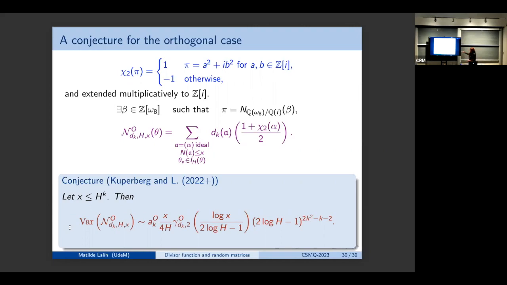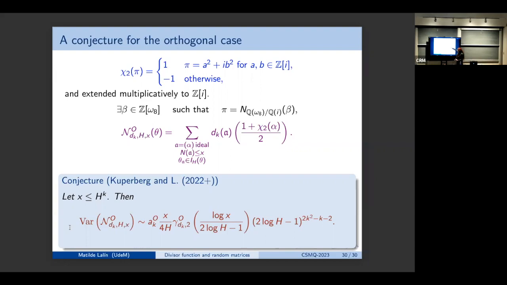Okay. So basically, what you're looking at is, it's better to think in terms of ideals. Okay, so it's generated by these Gaussian integers. And so you are counting the divisor function on these ideals with norm bounded by X. And you are restricting the argument of the generator to a certain interval of arguments in the unit circle.